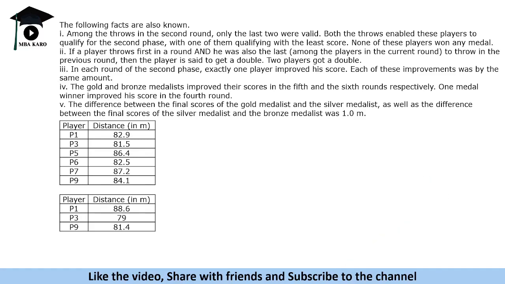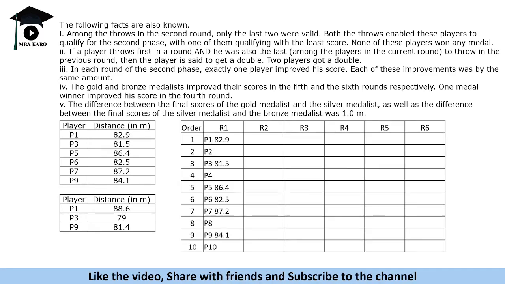So let's get a table like this. We are given the scores in the first round. In this order they will throw. Now, what will happen is they will be ranked accordingly. The highest throw is by P7, so P7 will come in the first position. Second is P5, so P5 will come in this position. Then we have P9, so P9 will be in the third position.